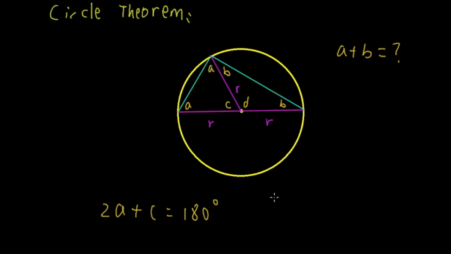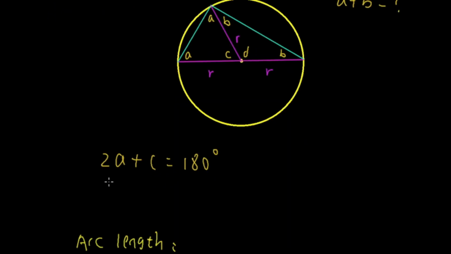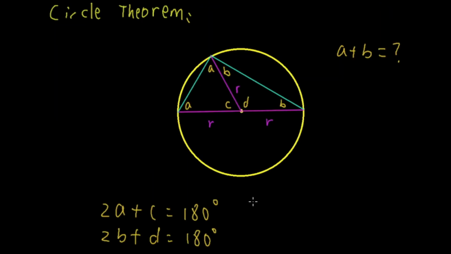And then in this triangle, same thing. 2B plus D is equal to 180 degrees. So I can write that: 2B plus D is equal to 180 degrees. What else do we know? We know that this full angle here is 180 degrees, so C plus D is 180 degrees.